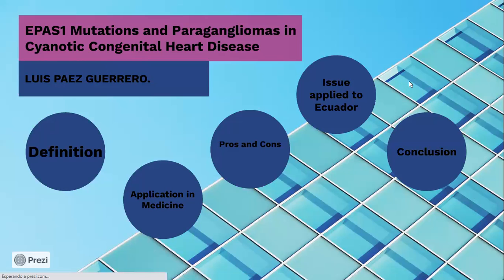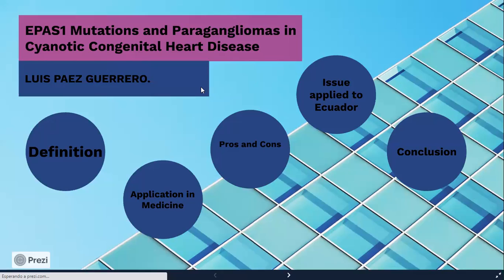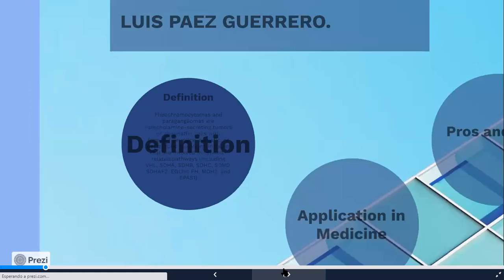Welcome, my name is Luis Paz, and today I want to tell you about EPAS1 mutations and paragangliomas in cyanotic congenital heart disease. Let's start with the definition.